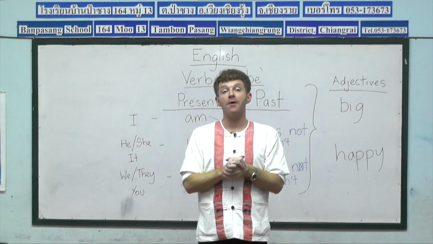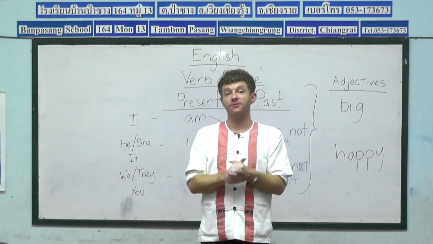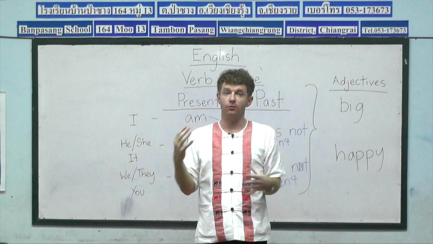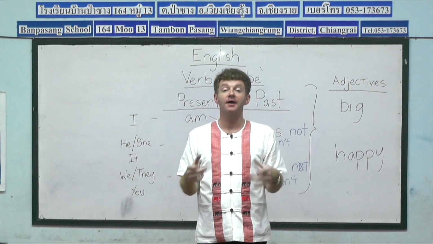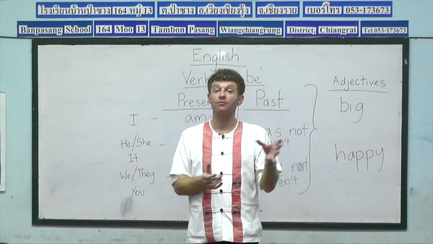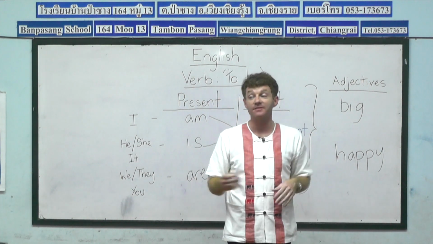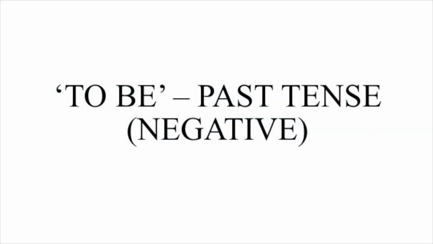So what we'll do now is we'll turn to have a look at the TV screen because we've got a PowerPoint presentation for our students to better understand and practice speaking the negative forms of the past tense verb to be. So let's have a look at the TV screen, guys. So let's take a look at our PowerPoint presentation about verb to be. Verb to be. Past tense. Negative form.